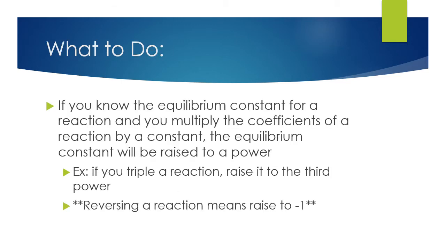So, a general thing that you should know how to do. If you are presented an equilibrium constant for a reaction, and you then see a reaction where you have multiplied the coefficients by some constant, the new equilibrium constant is raised to the power of whatever you multiplied by. For example, if you triple a reaction, you need to raise the equilibrium constant to the 3rd power. A quick note, if you reverse a reaction, that means that you are doing the inverse for the equilibrium constant, aka you're technically raising to the -1 power.